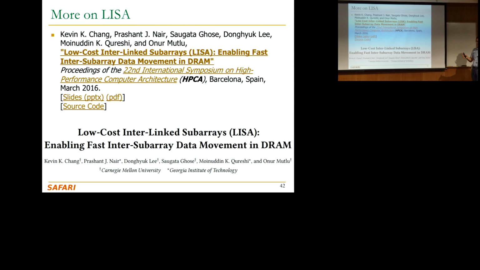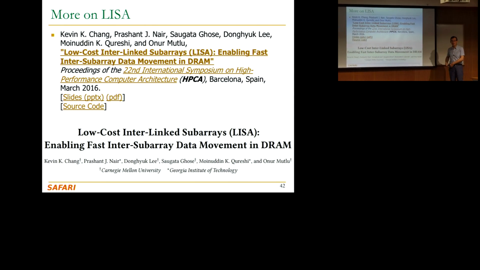The last thing we covered was low-cost interlinked subarrays. This tackled the problem of subarrays not being interconnected with each other at high bandwidth, and this enabled movement of rows between subarrays. It overcame one of the big disadvantages of RowClone, as we discussed earlier, and it also enabled other benefits. Now you could actually do caching from one subarray into another subarray in DRAM, and you could reduce the precharge latency as well. This was an example of changing the DRAM microarchitecture to reduce latency.